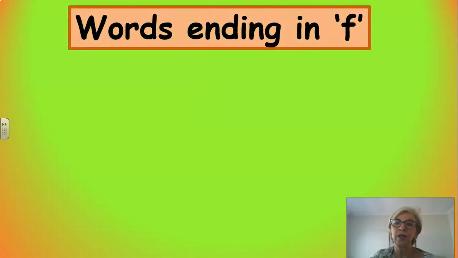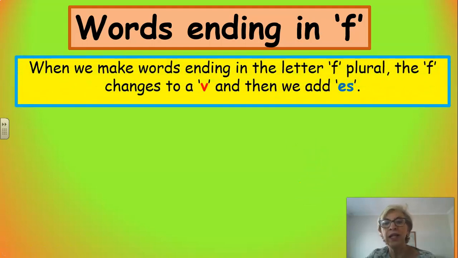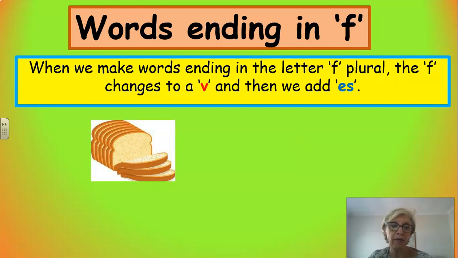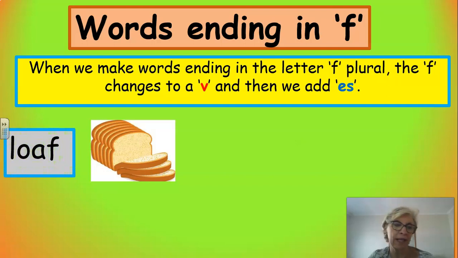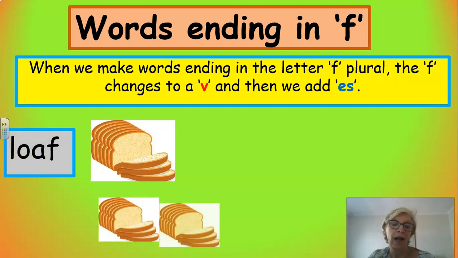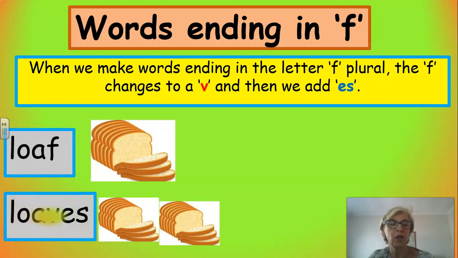Now we're going to look at words that end in F, grade 3. When we make words ending in the letter F plural, the F changes to a V, and then we add ES. For instance, here we have one loaf of bread, loaf, ends in F. But now we've got two. We don't call it two loafs, do we? No, we call it two loaves. So do you notice that the F took a little jump and off it went? The V came in, took its place, and then brought in the ES to join the V.